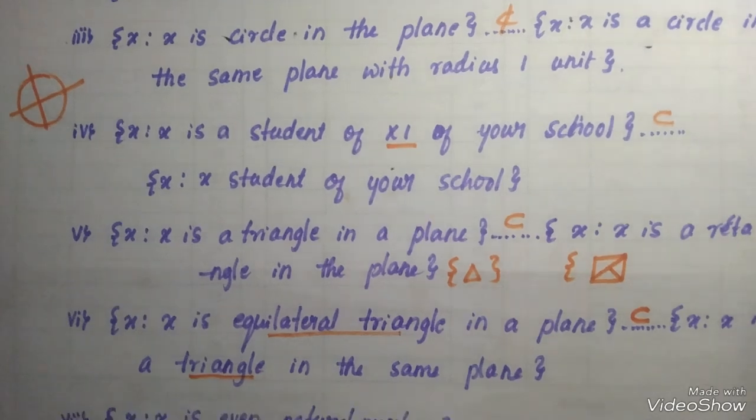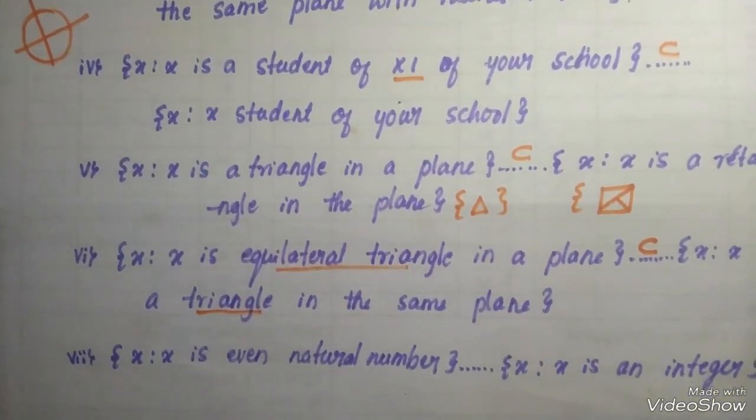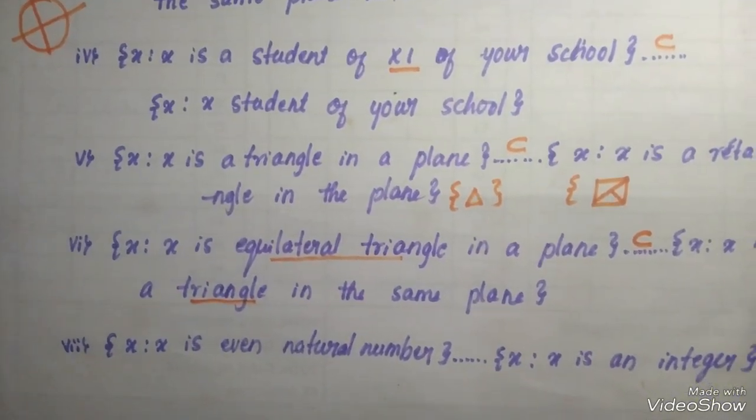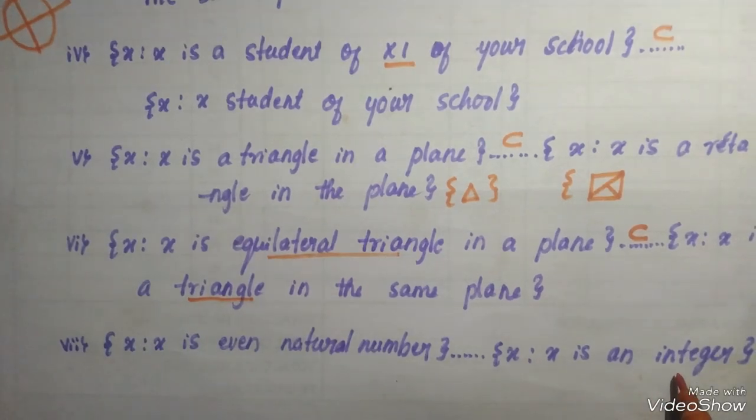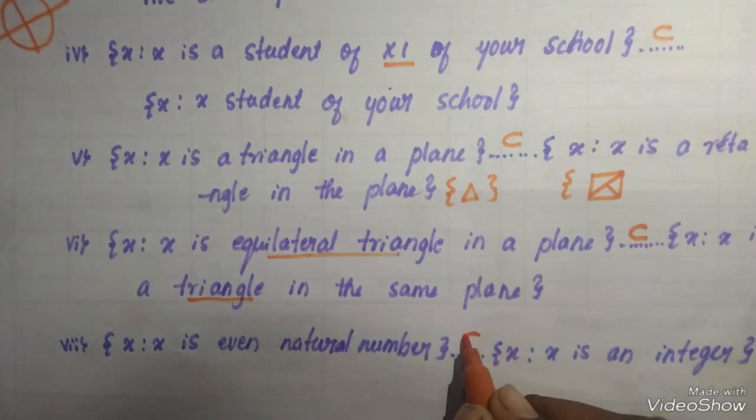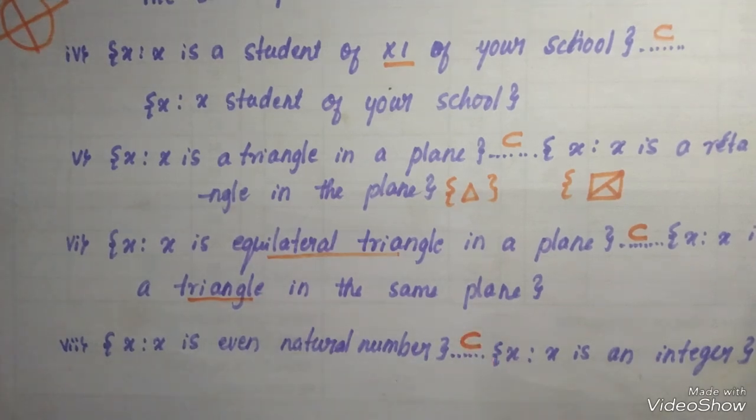Then the last question: X is an even natural number. Then X is an integer. Integers mainly contain positive numbers, negative numbers as well as 0. The even natural numbers are 2, 4, 6, 8. This is also a subset. Clear?